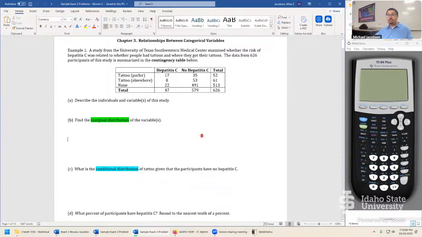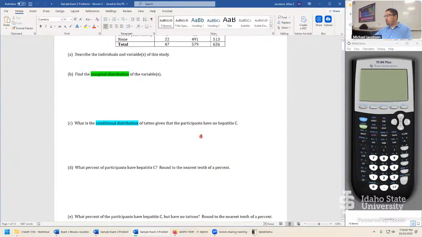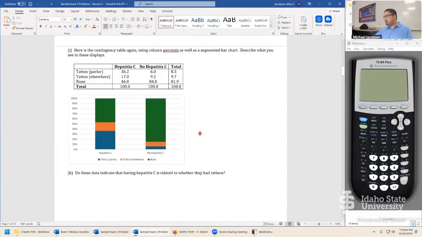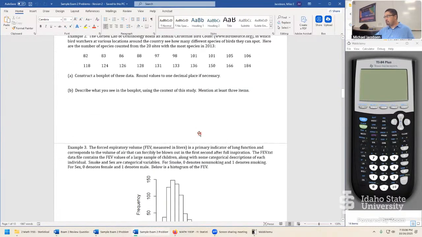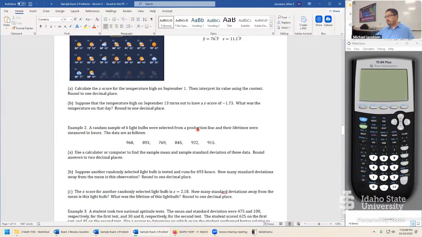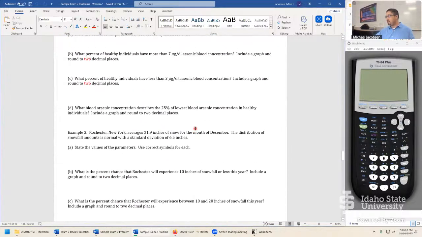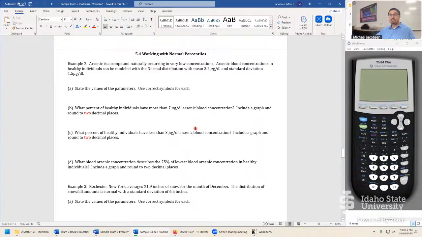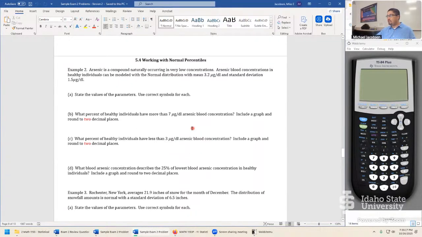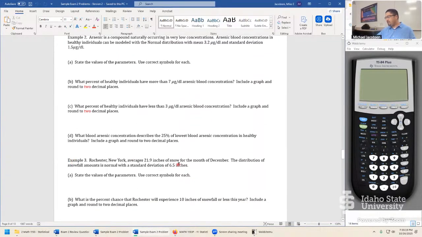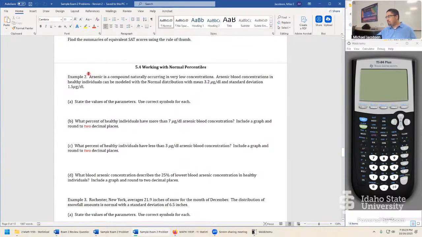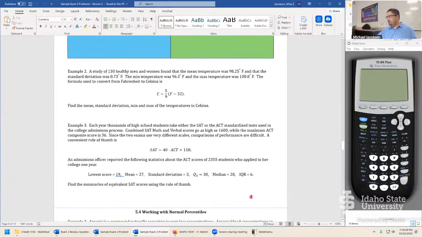That's this right here. And if I were to personally pick one problem that's going to be worth our while to review, I would go all the way to chapter 5, section 4. It'd probably be one of these. So let's look into one or the other. Actually, that one we did solve, Rochester, New York, 21 inches. I don't think we solved this one, or did we? Arsenic is a compound naturally occurring in low concentrations. Hang on, let me take a look at these.